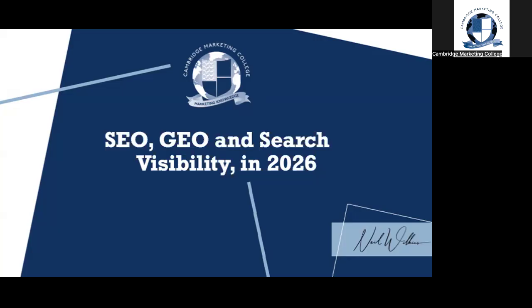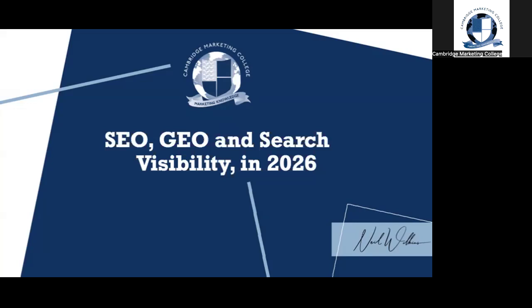My name is Neil Wilkins, and today we're going to talk about SEO, GEO, alternatively called AIO, artificial intelligence optimization, or even AEO, answer engine optimization. There's a whole host of terms that we can use for the search visibility challenges that we have as marketers and business professionals here in 2026.